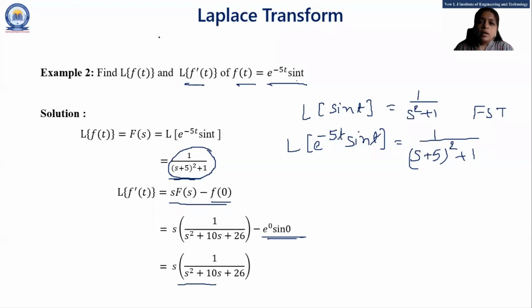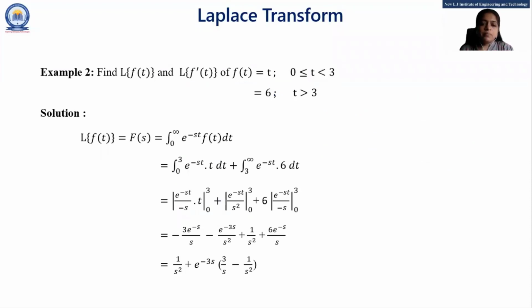So I think you have no doubt how to find the Laplace of f of t and Laplace of f dash t. We'll move to one more example: find the Laplace of f of t and Laplace of f dash t, where f of t is equal to t for 0 less than or equal to t less than or equal to 3, and 6 where t is greater than 3. Here the Laplace of f of t is equal to F of s, and this is the definition. Now here this given function is a discontinuous function, right, students?